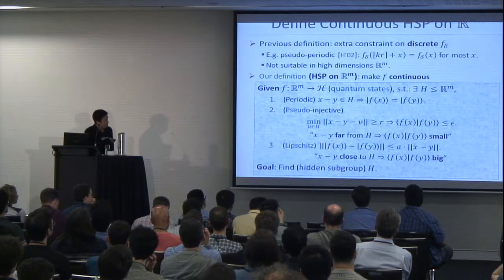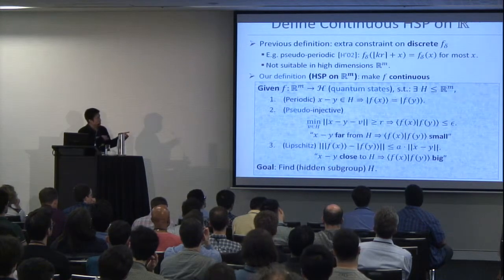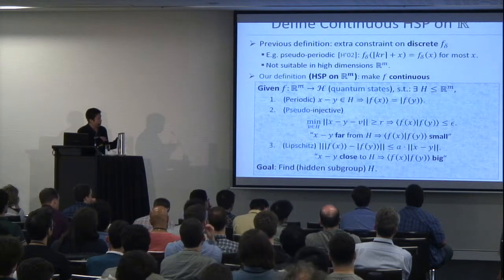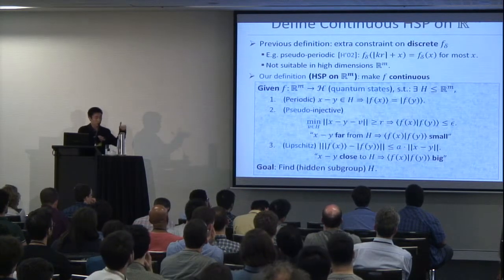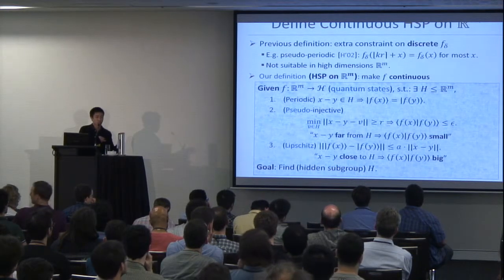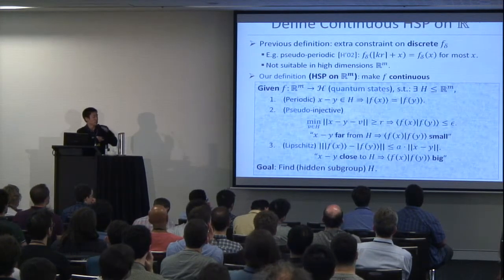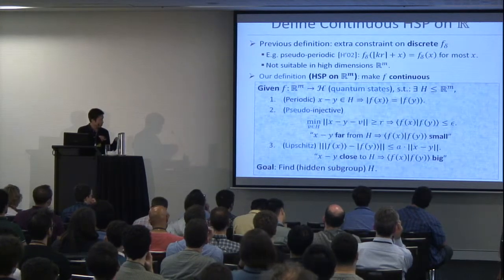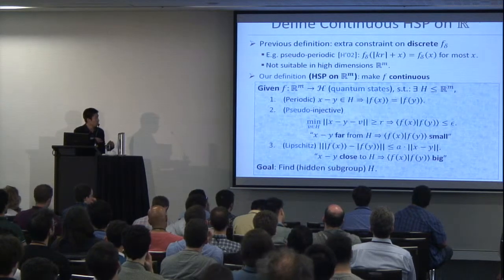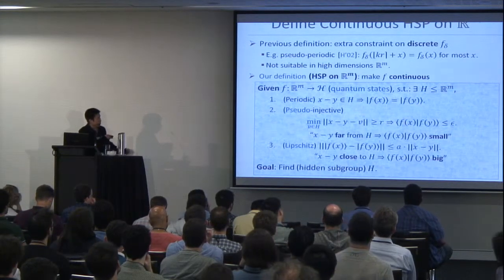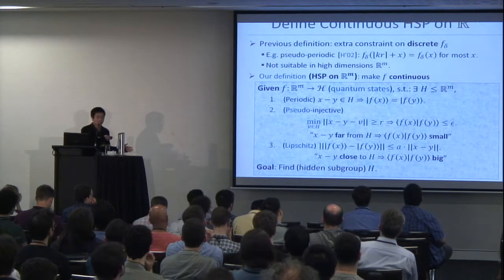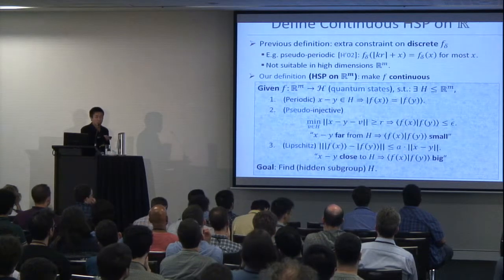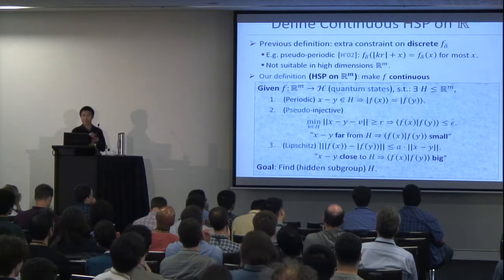And most importantly, we require the function to be Lipschitz continuous. Intuitively, it says that if we shift the input by a little amount, then the output also just gets shifted by a small amount. The goal here is still to find the hidden subgroup H. The exact parameters and mathematical expressions are not important for this talk. It suffices to keep in mind these intuitive interpretations of our HSP conditions.